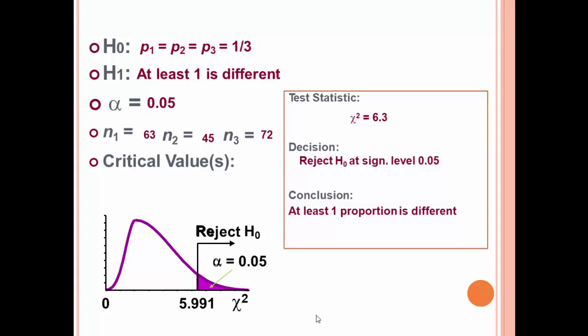Critical values. Here the chi-square comes out to be 6.3. Decision we made is we reject the null hypothesis at a significance level 0.05, and the conclusion comes out to be at least one proportion is different. That is, the alternate hypothesis is accepted.